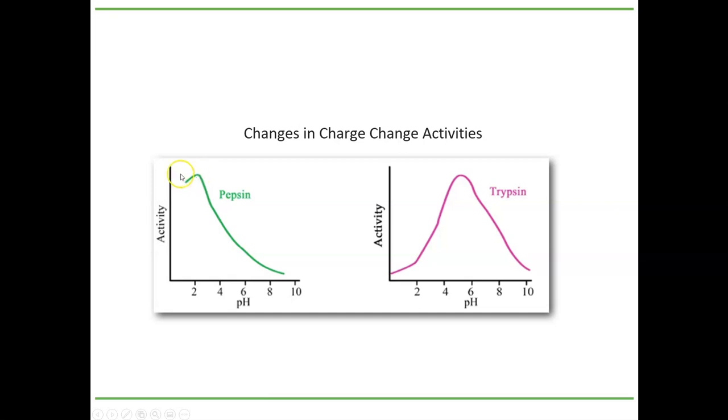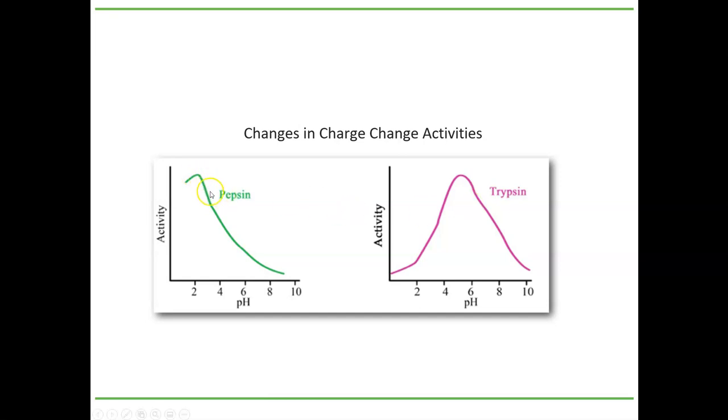This is where the activity is at its highest. As we get out of the stomach and perhaps down into the large intestine when the pH drops, then we start to lose activity of pepsin. Trypsin is in the small intestine, and that's where the pH is a lot higher.